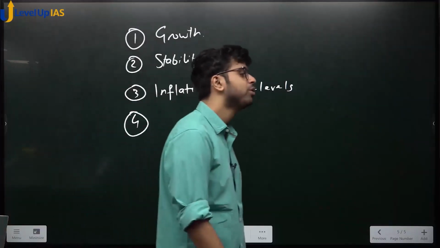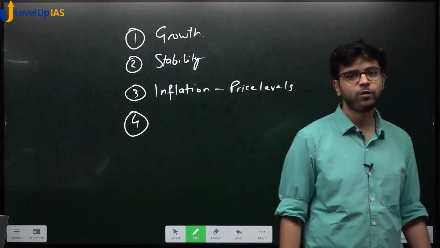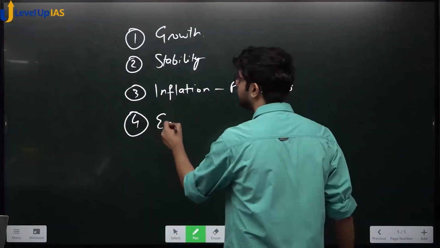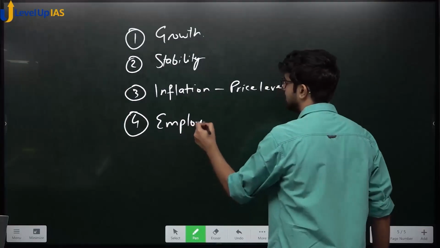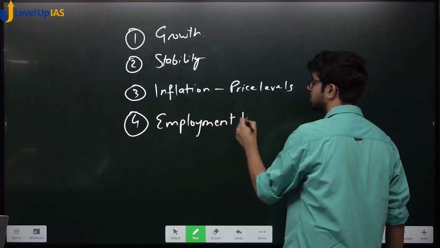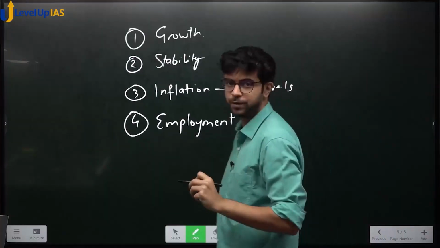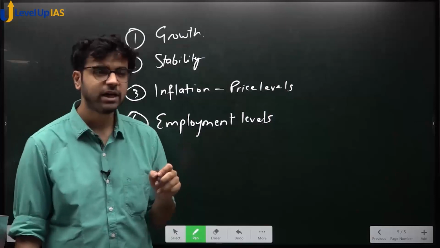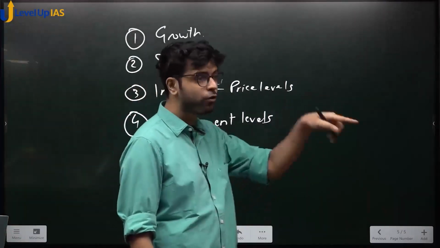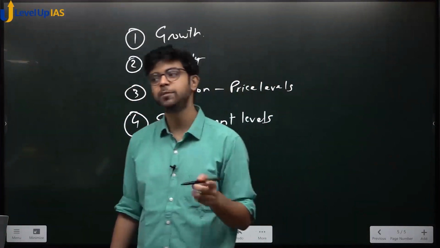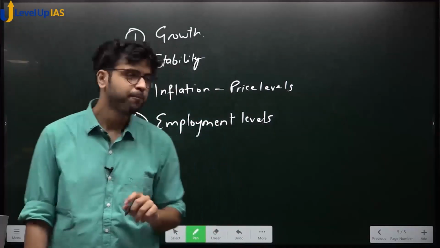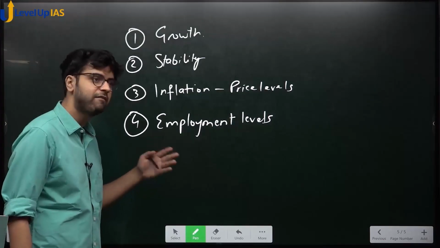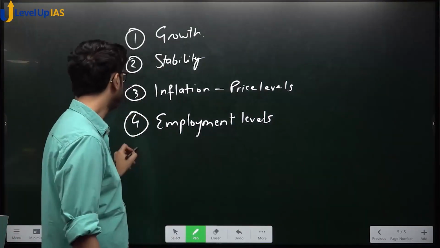When you expand, would you employ more people or fewer people? When you expand, you will employ more people. So can I say monetary policy also controls the employment levels of the economy? Indirectly, it does, because if it makes money available at a cheaper cost to businesses, businesses are going to invest. Either they invest in new machinery, they need people to operate the machinery. Or they invest in a new building, they need people to work in the building. Employment levels also are controlled by monetary policy.